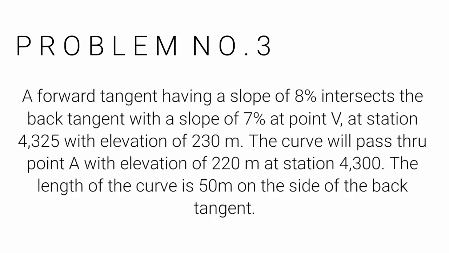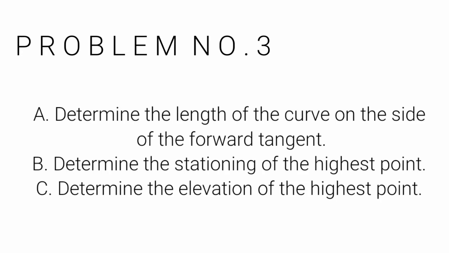In unsymmetrical problem, we have problem number 3. So a forward tangent having a slope of 6% intersects the back tangent with a slope of 7% at point B at station 4325 with elevation of 230 meter. The curve will pass through point A with elevation of 220 meter at station 4300. The length of the curve is 50 meter on the side of the back tangent. So letter A, we need to determine the length of the curve on the side of the forward tangent. Letter B, we need to determine the stationing of the highest point. Letter C, we need to determine the elevation of the highest point.